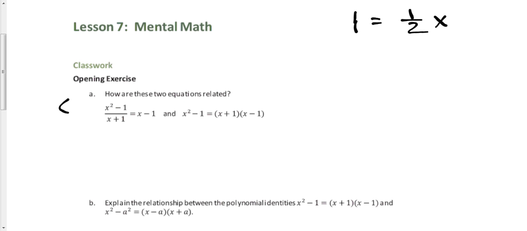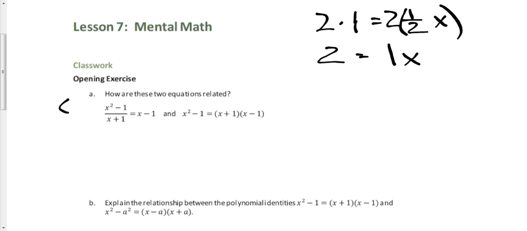Say that again, Michaela, nice and loud so everybody can hear. You multiply by 2. If I multiply this by 2, then I have to multiply this side by 2. And what happens? This becomes 2, because 2 times 1 is 2. And 2 times 1/2 is simply 1. So, I multiplied by the denominator to get rid of the denominator.